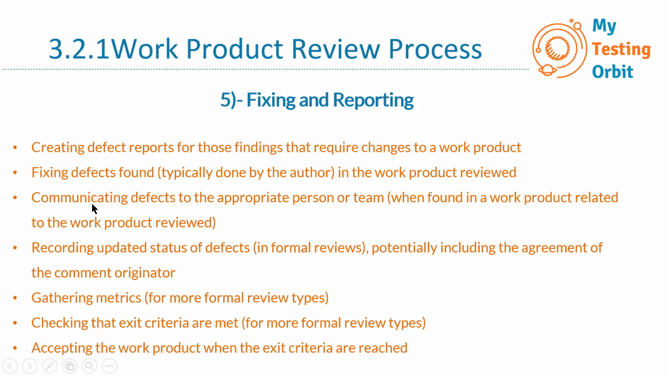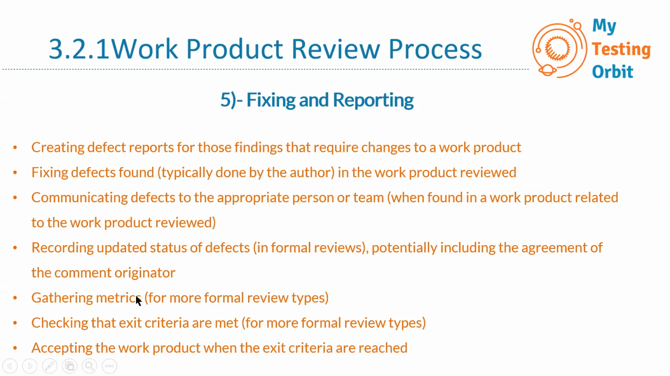The third one is communicating defects to the appropriate person or team when found in a work product related to the work product reviewed. Next one is recording updated status of defects in formal reviews, potentially including the agreement of the comment originator. It's similar to the way when we find any defect while doing dynamic testing, and we have a place, any kind of tool or maybe an Excel spreadsheet, where we record all the defects and also update the status. So the same goes over here as well.